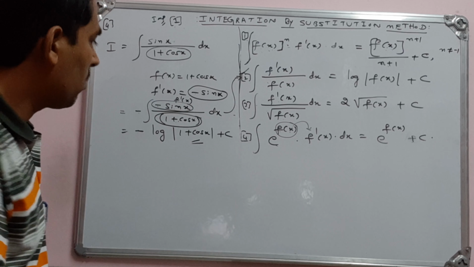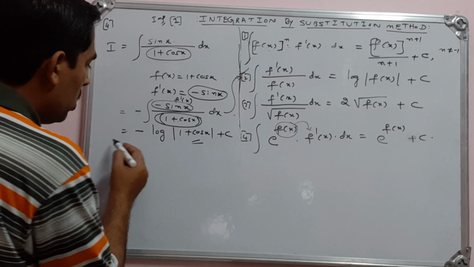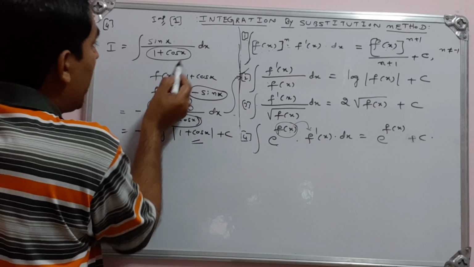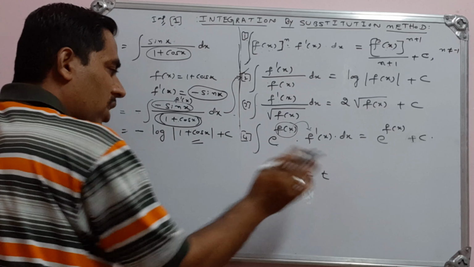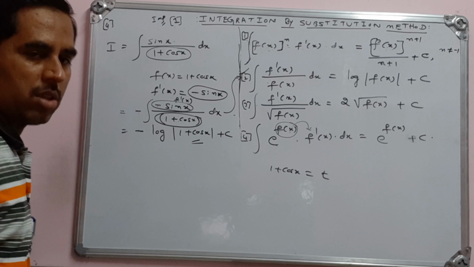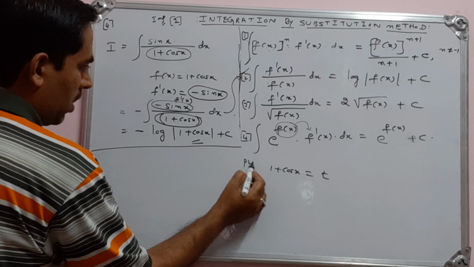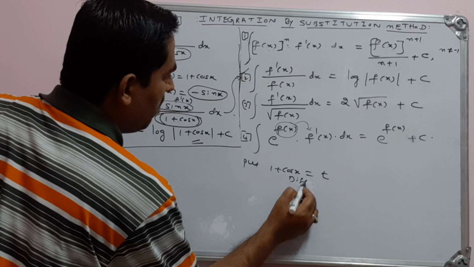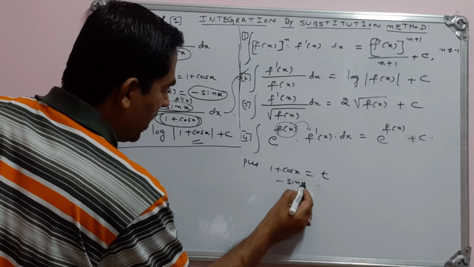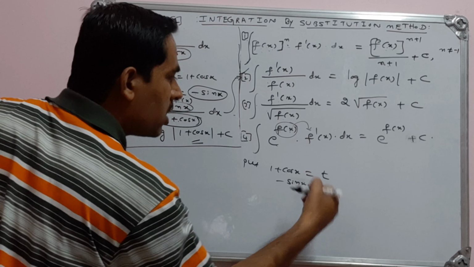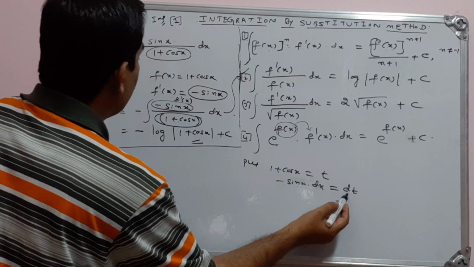If you want to do the same problem by the substitution method, what will you do? Second method. Okay, let me show this. The denominator is 1 plus cos x. You put 1 plus cos x equal to t. Then you differentiate it and you get the same answer. Differentiate with respect to x: derivative of cos x is minus sin x, so minus sin x into dx by dt is equal to 1. Shifting dt to the right side, minus sin x dx is equal to dt.